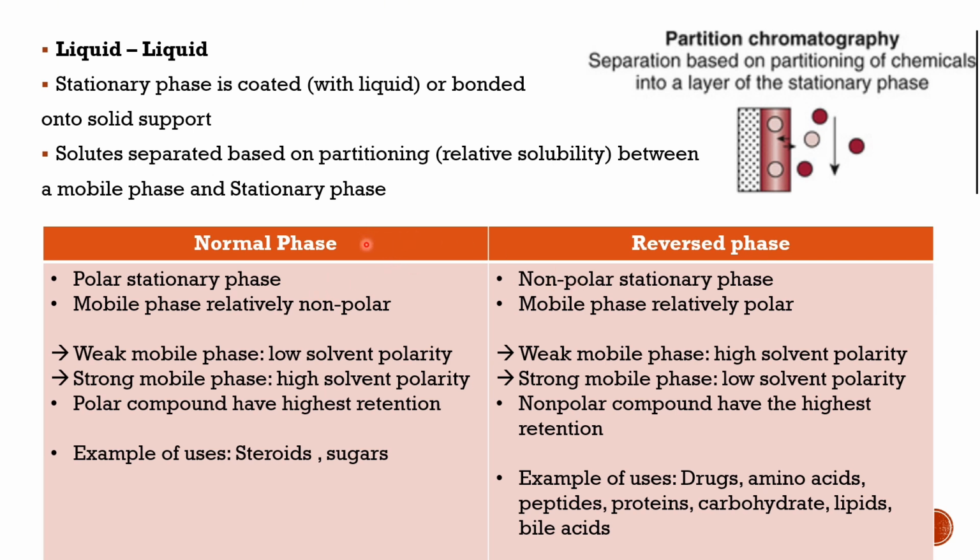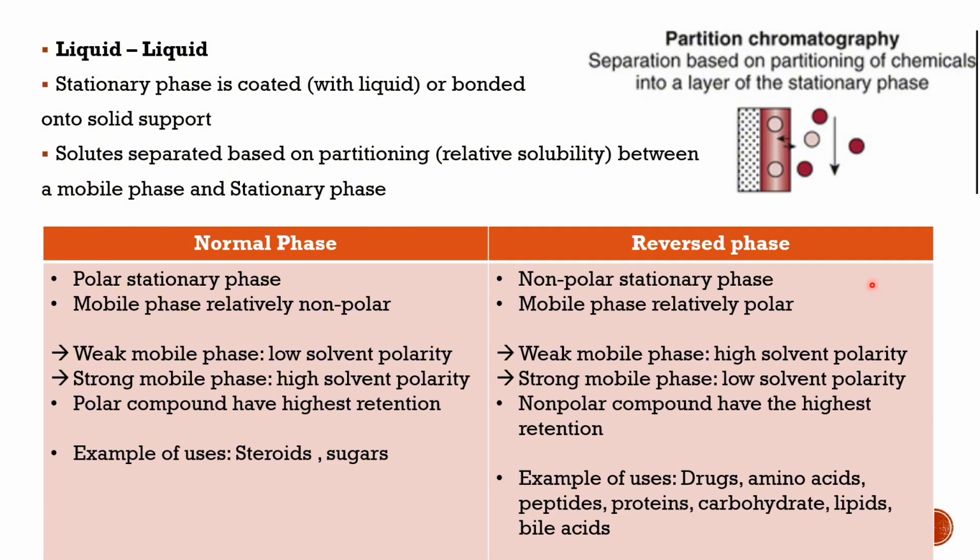In normal phase, the stationary phase will be polar, and the mobile phase will be relatively non-polar. In the new textbook, they are describing something called weak mobile phase or strong mobile phase. The weak mobile phase is a mobile phase that has low solvent polarity, and the strong mobile phase will have high solvent polarity. So basically the polar compound will have the highest retention in normal phase. Example of uses is for steroids and for sugars.